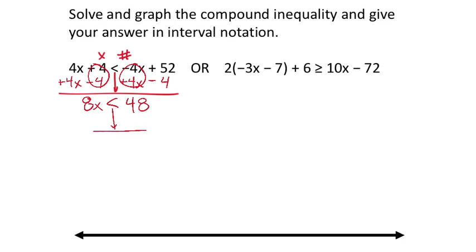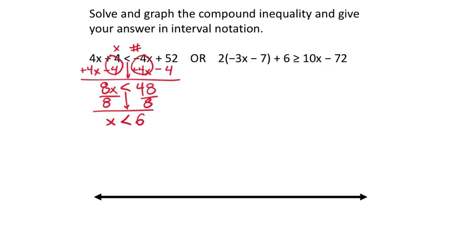So right here, I'm going to divide both sides by a positive 8. That means the inequality will stay the same. I now have x is less than 6. I'm going to roll with it on the next inequality. It's not really that I'm forcing it to happen, it's just going to happen because I'm going to keep that setup the same.